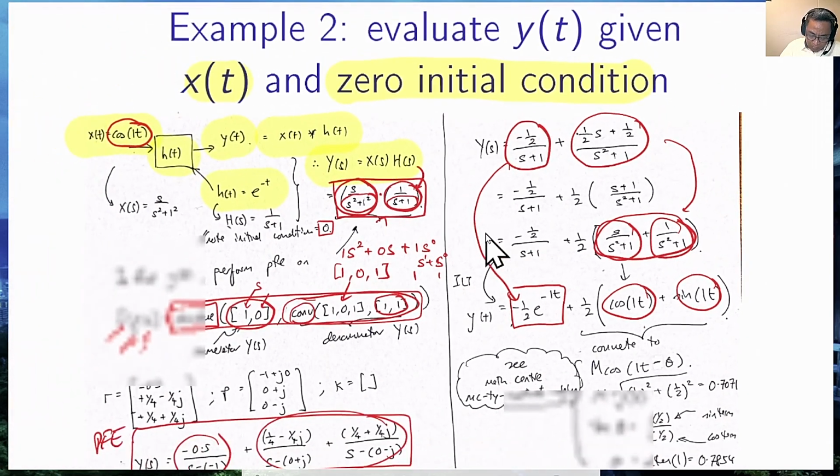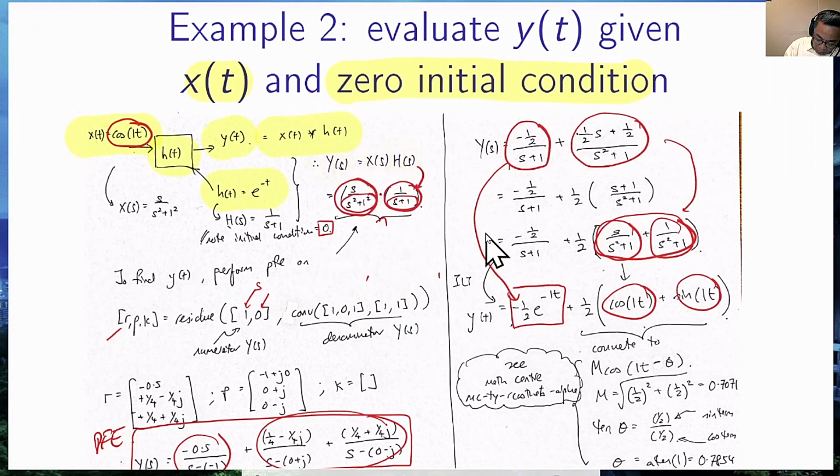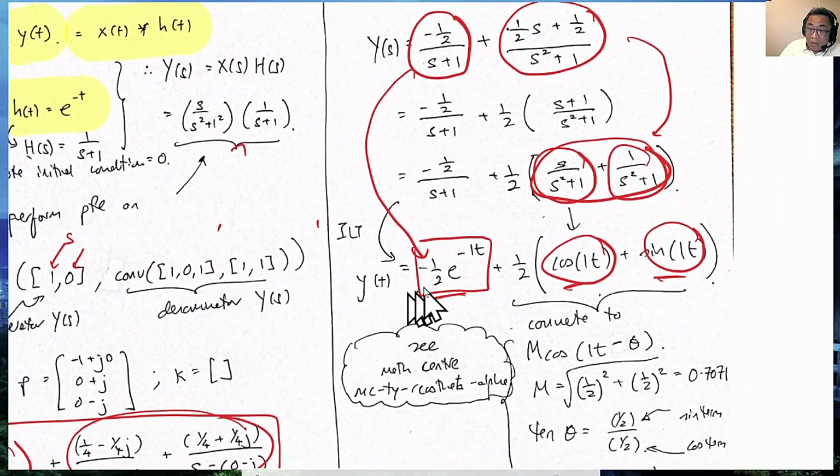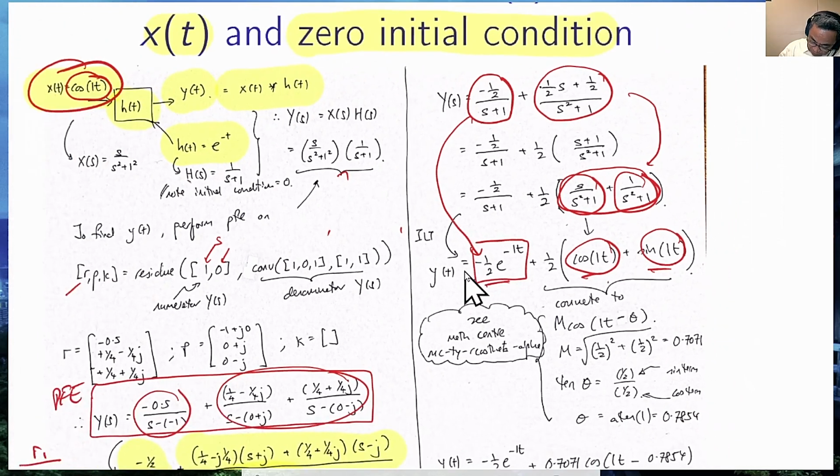Let's remember what we have just said. Our input is a cosine. Our output is a cosine, a sine, and an exponential that is decaying. But didn't I just tell you that when you send a cosine in, out comes a cosine? Why do you have three things now? Okay, don't panic.